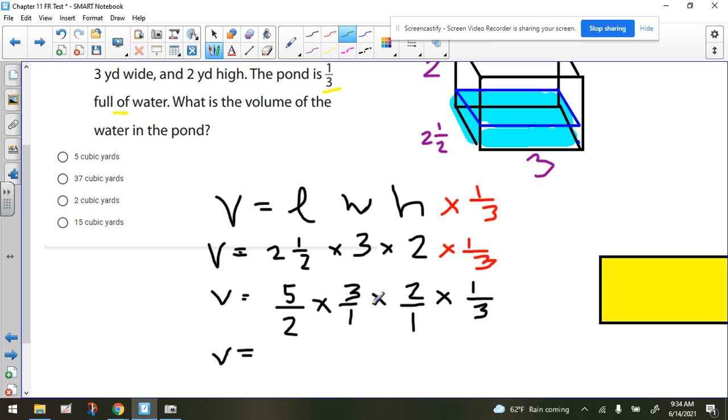For example, we can reduce with these 3's. 3 is a factor of both of these. 3 goes into 3 once. 3 goes into 3 once. We can do the same thing going here and here with the 2's. 2 goes into that once, 2 goes into that once.